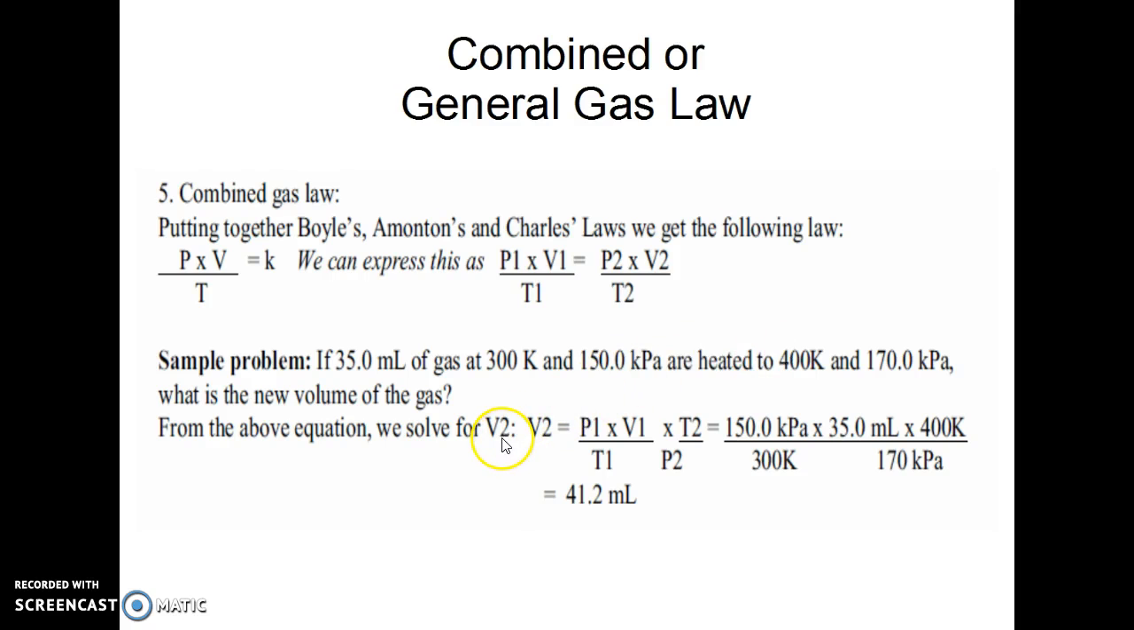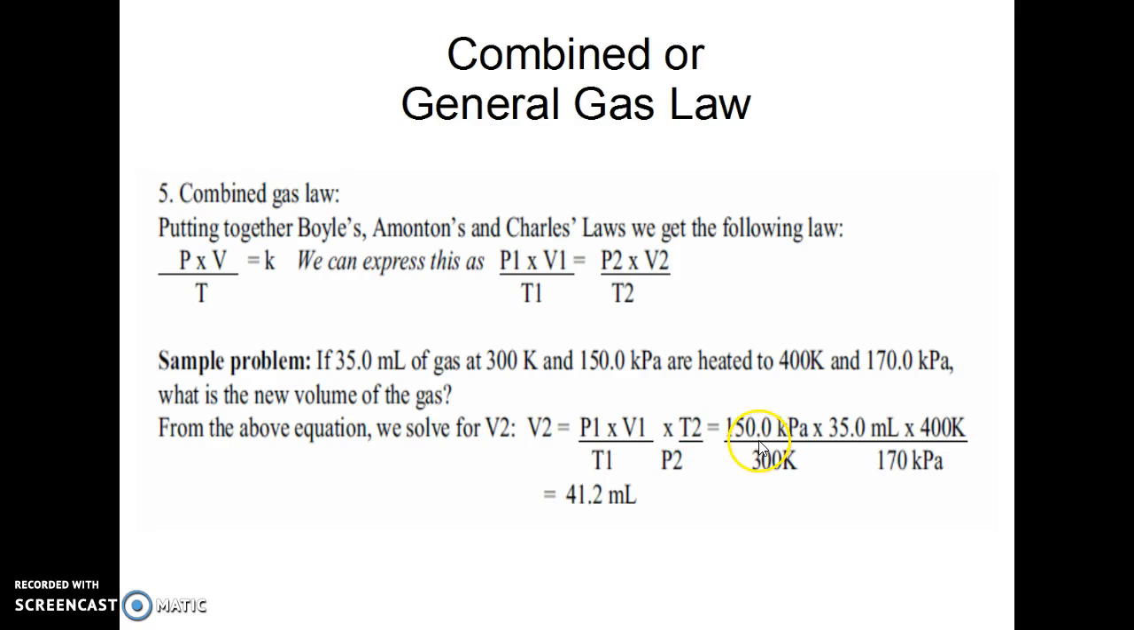So we solve for V2 from this general equation. And so we take P1 V1 over T1, and we will multiply both sides by T2. So put that here. We will divide both sides by P2. That gets V2 on one side and everything else on the other. V2 equals P1 V1 over T1 times T2 over P2.